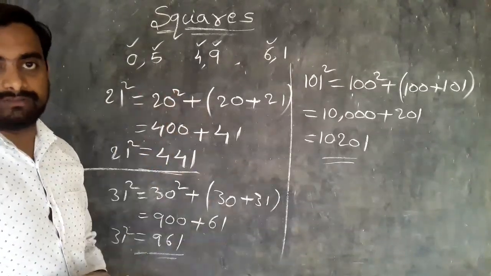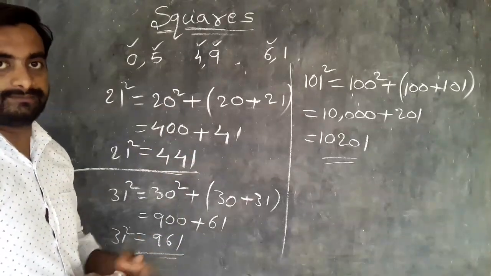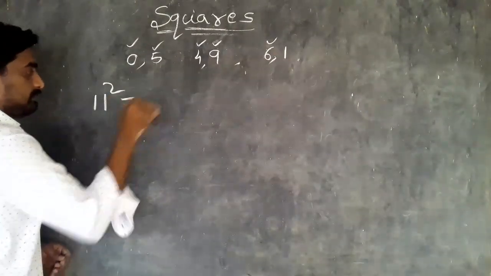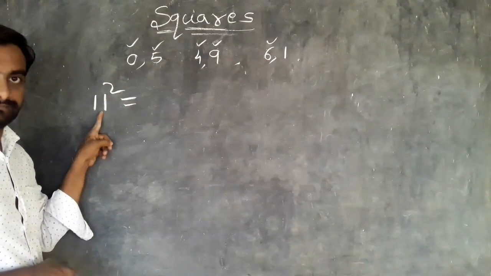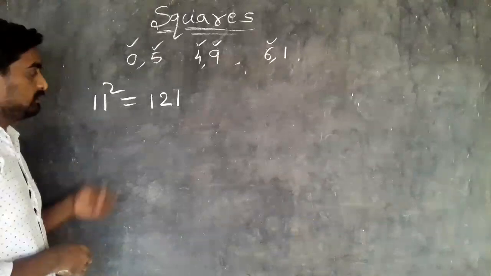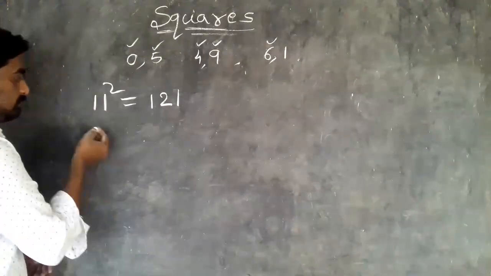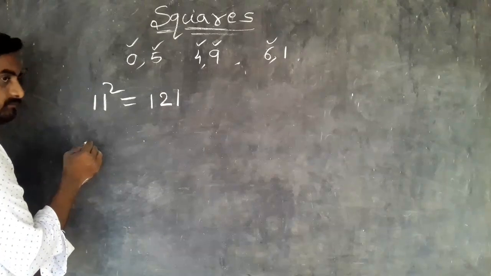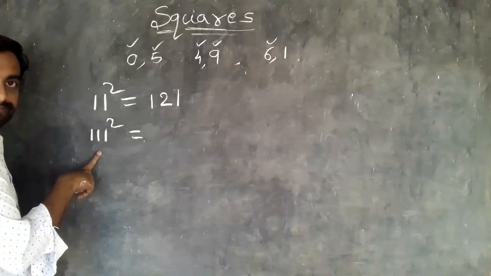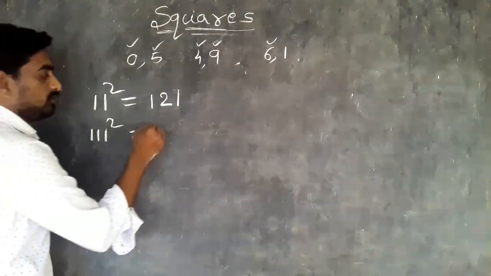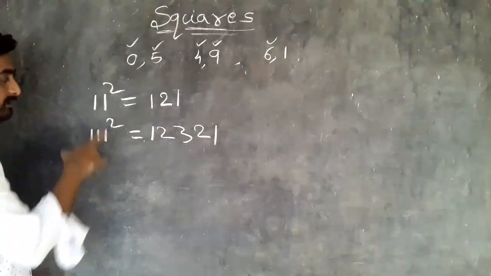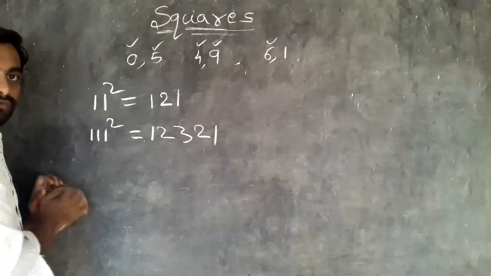So now I tell the 11 square technique, a very interesting technique, friends. Let's see, 11 square. How many ones are there? 2 ones. So we write 1 2 1. So 11 square equals 121. Okay, we will go for a triple digit number, triple one square. How many ones are there? 3 ones. So 1 2 3 2 1. And this technique is only for numbers containing all ones, friends.